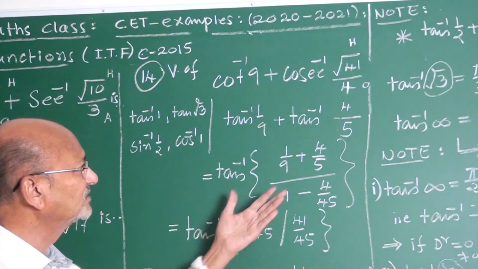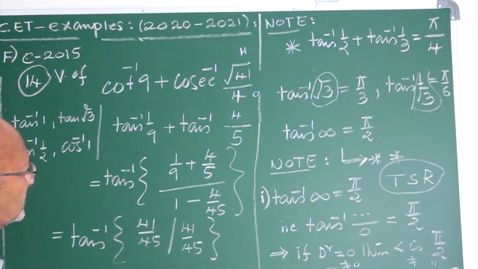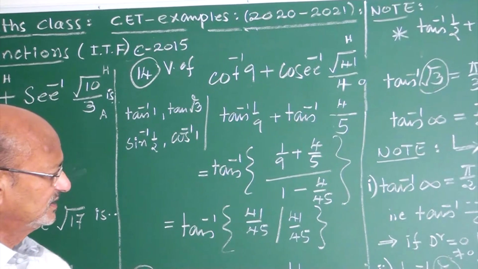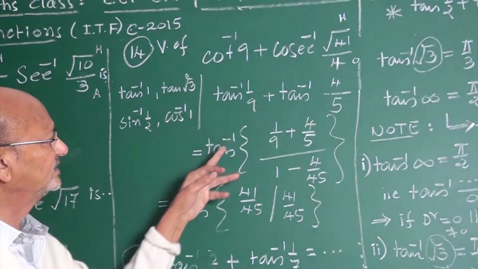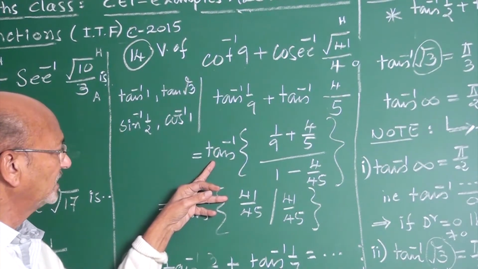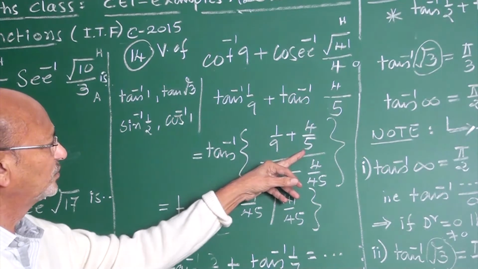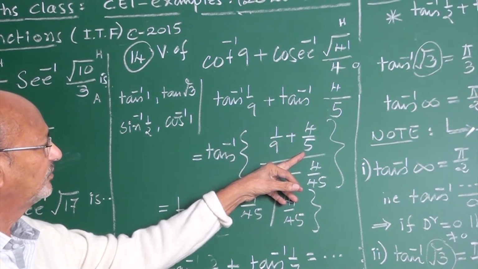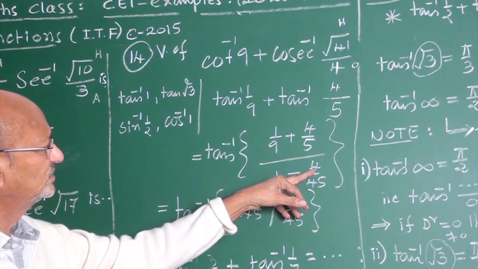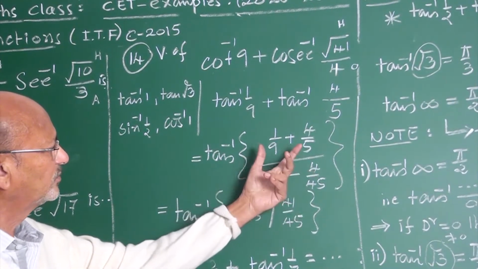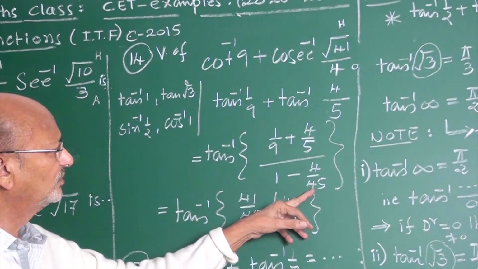Now there is no chance of this result, 1 by 2, 1 by 3. They are different. Then you have to apply this result: tan inverse x plus tan inverse y is tan inverse of x plus y upon 1 minus, what is it? It is xy, product of these two. 1 by 9 plus 4 by 5 upon 1 minus 1 into 4 is 4, 9 into 5 is 45.